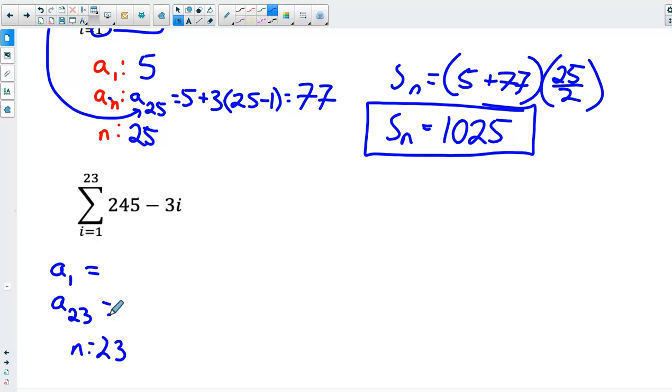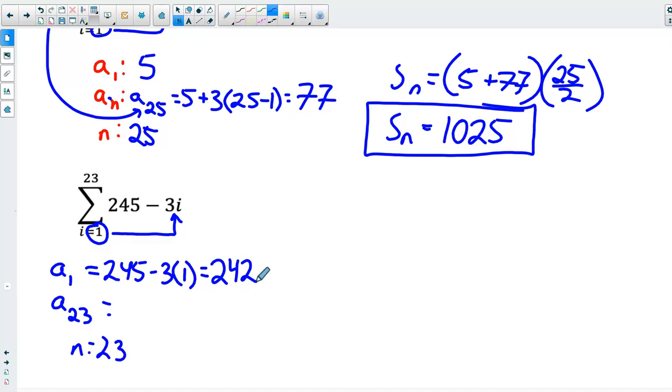It's a trick. It's a trap. If I take 1 and I plug it in here, is that 0? No. It becomes just 3, so I get 245 minus 3 times 1, which just gives me 242.